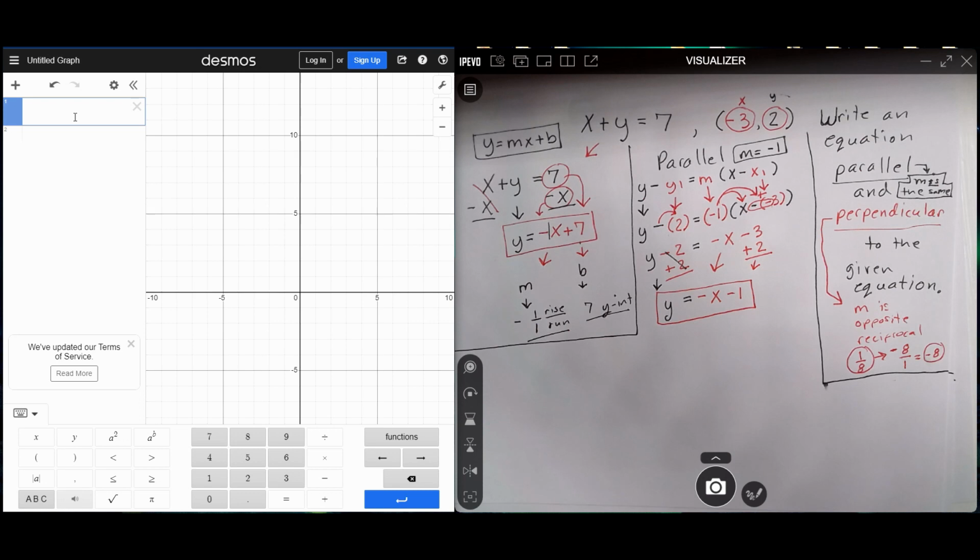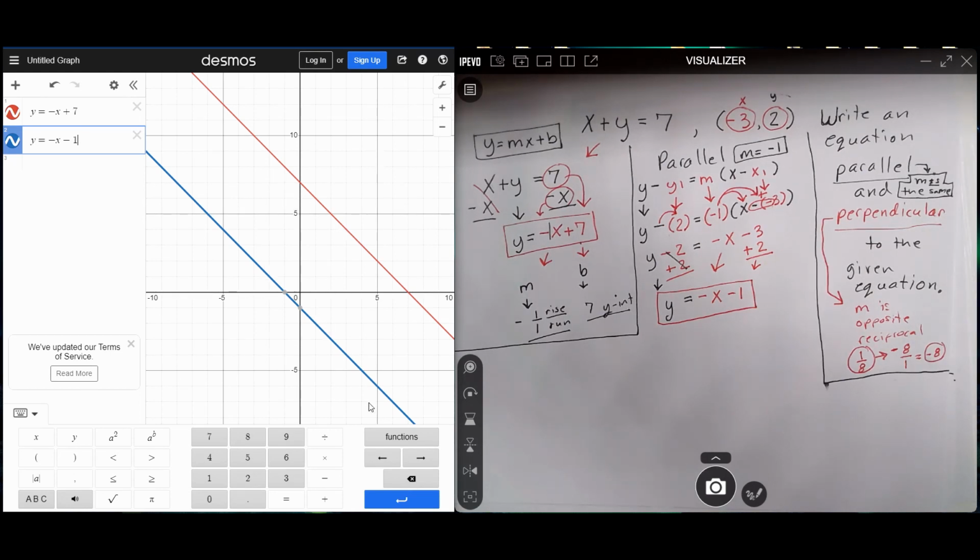Now when I graph it, I'm going to put y is equal to negative x plus 7. So you can see my one line right there. And then I'm going to graph my second line. And I'm going to go ahead and put in y equals negative x minus 1. So you can see there, those are my two equations that we just made. They are parallel. So now you can see that both lines are parallel to each other in the graph.